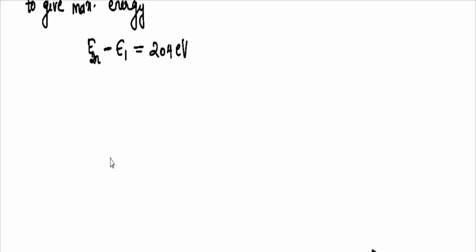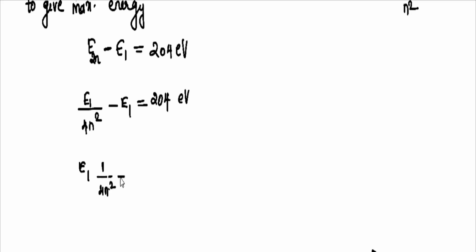Okay, and we are familiar with the energy equation, that is En is equal to E1 divided by n square. So E2n means E1 divided by 2n whole square, that is 4n square, minus E1 equal to 204 electron volt, or we can write E1 into (1 by 4n square minus 1) is equal to 204 electron volt. Let it be equation number 1.